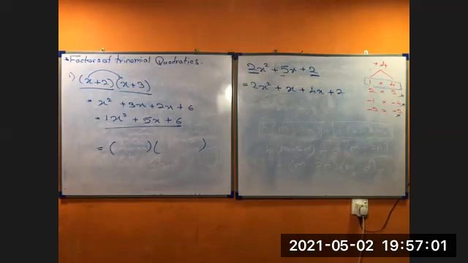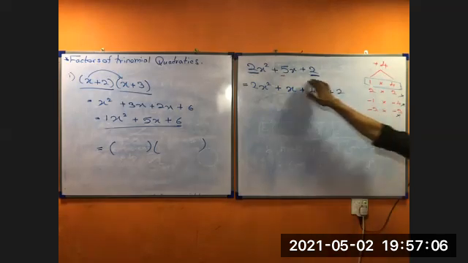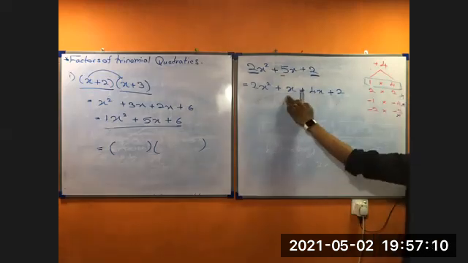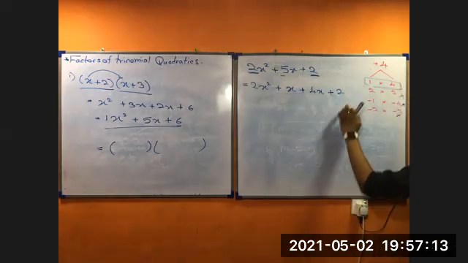Azim, the last term is 2. This is 2, so 2 times 2 is 4. That is why we took 4. Okay, so here we have x, 4x plus 2.